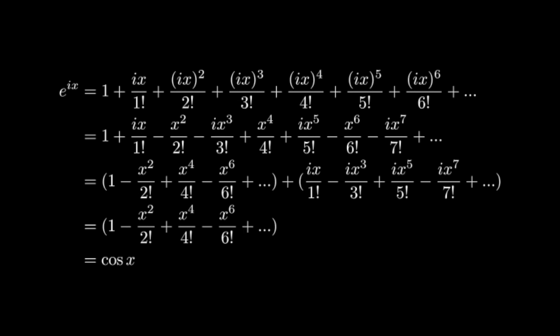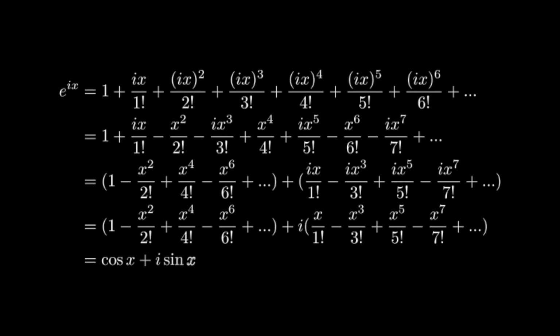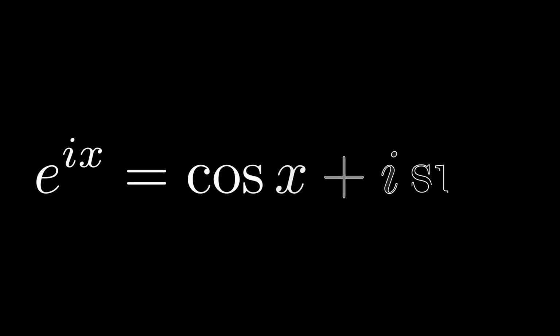And then the expression ix over 1 factorial minus ix to the 3rd over 3 factorial plus ix to the 5th over 5 factorial. If we factor out an i from that expression, we will get i times sine of x, because the Taylor series for sine of x is x over 1 factorial minus x to the 3rd over 3 factorial, etc., etc. So we can prove Euler's formula using these infinite series, because we showed that e to the ix equals cosine of x plus i times sine of x.